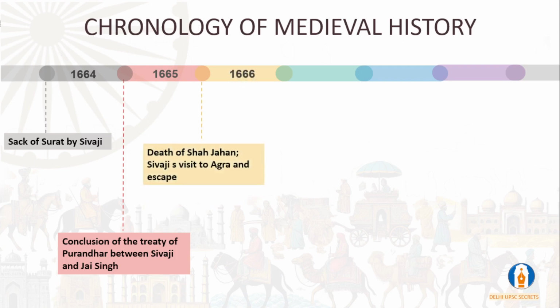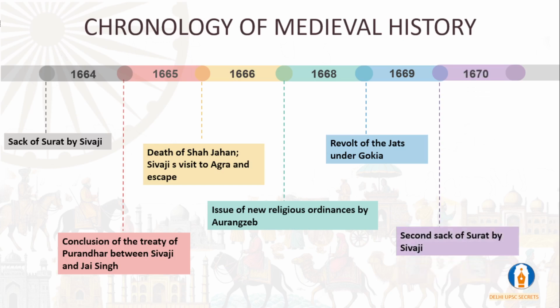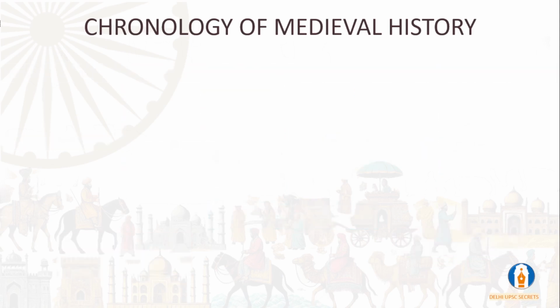Then 1666, the death of Shah Jahan, and all these particular things happen. 1668 AD is a period where the issue of new religious ordinances happens by Aurangzeb. 1669, the revolt of Jats happens under Gokula. Then 1670 AD, the second sack of Surat happens by Shivaji Maharaj.